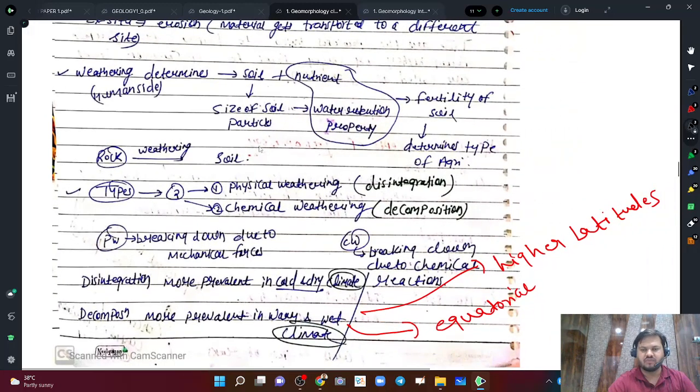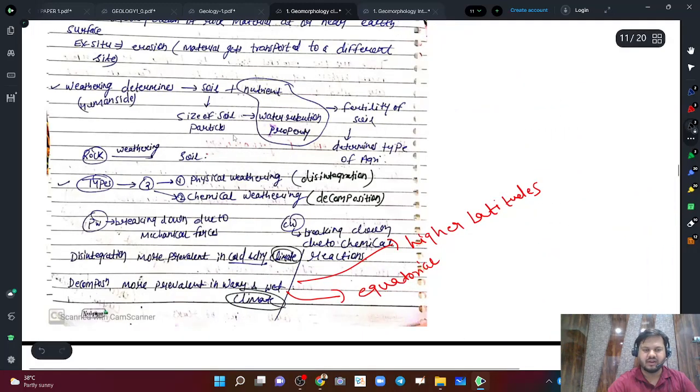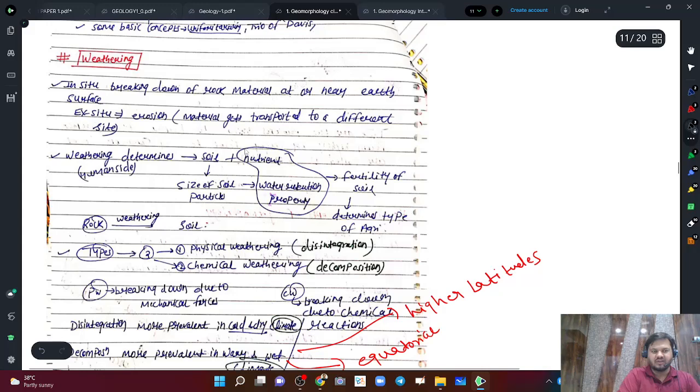These are the notes of weathering. I'll cover it in detail, but for now you should understand what weathering is. It is an in situ process of breaking down of rock material, and ex situ is erosion. So here transportation is also there, and deposition is also there, right?